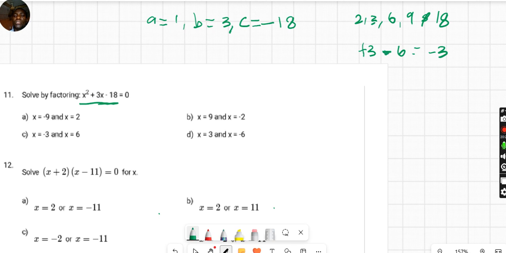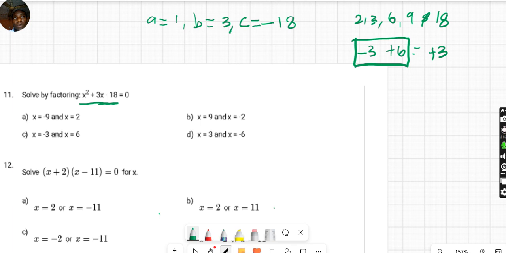Okay, so let me change the sign now. Let's try minus 3 and plus 6. Minus 3 plus 6 is going to give us plus 3, which is our B. Okay, so let's try minus 3 times 6. Minus 3 times 6 is minus 18. So we've gotten the two factors that we can add to give us our B, and we can multiply to give us our C. Are you with me? Yeah.